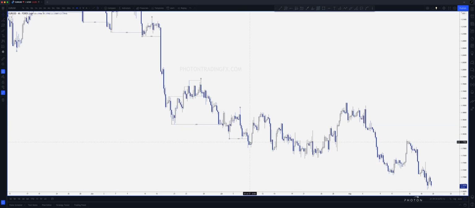So we get that pullback, we break the low. Again, what do we get? Minor break of structure to show price is pulling back. Then we come up, right? And then we come down and we take the low again. So then this becomes our next break of structure. Right, so you can see those strong lower highs I've held the whole time. Price has never ever traded above them, and that's why this trend can go on longer than you think.